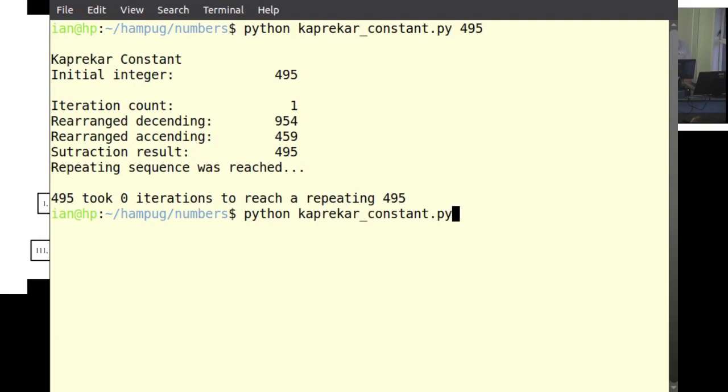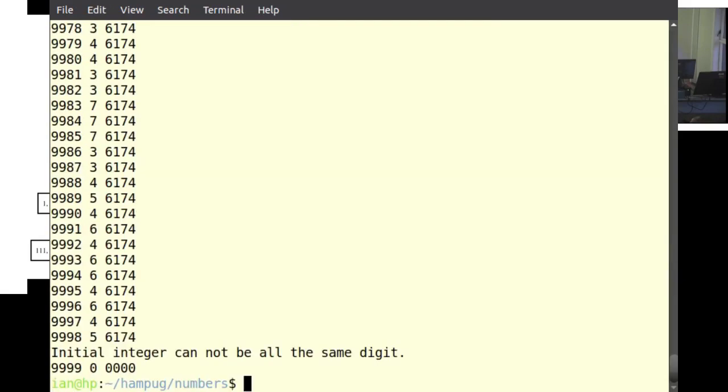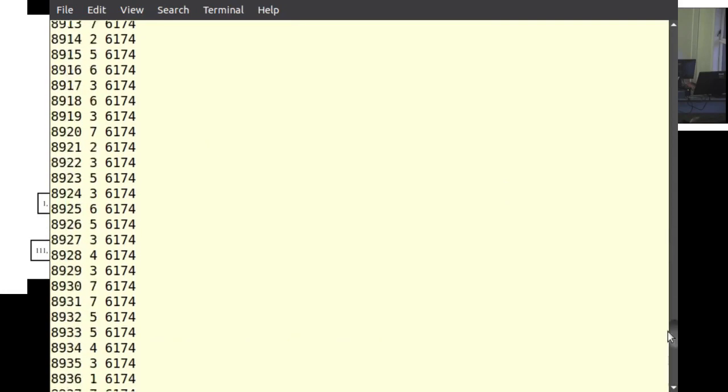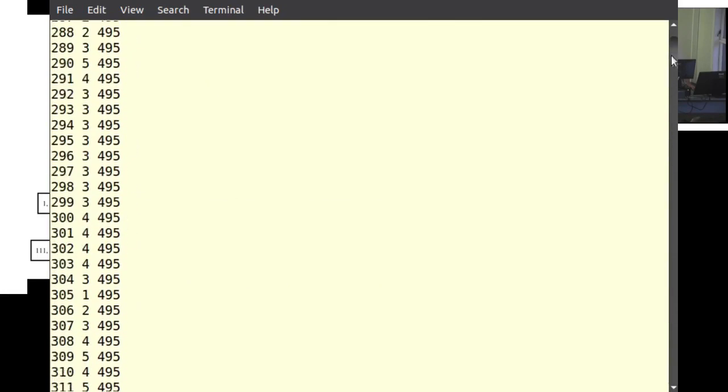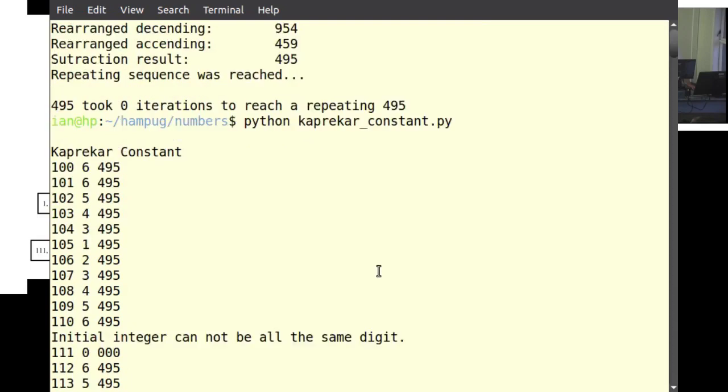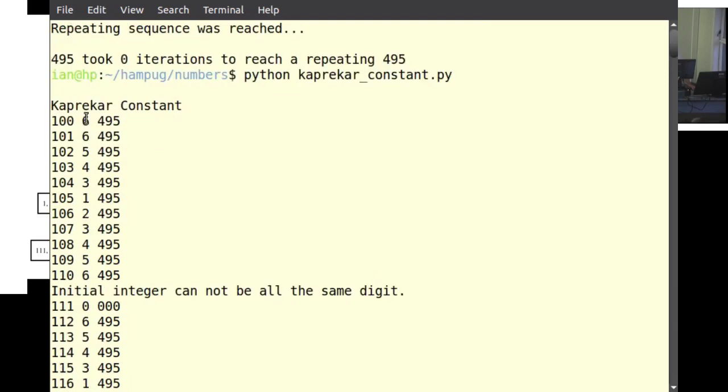If I just take this off and go boom, then it gives me all the ones. I start at 100 and go to 9,999. So this is the number of iterations, that number: 6, 6, 5, 4, 3, 1, 2, and each time it gets to 495, except when all the digits are the same.